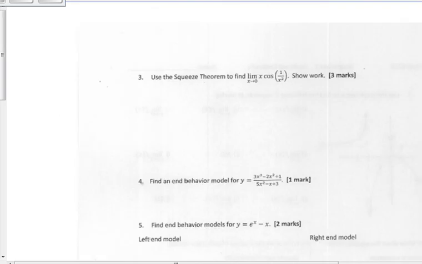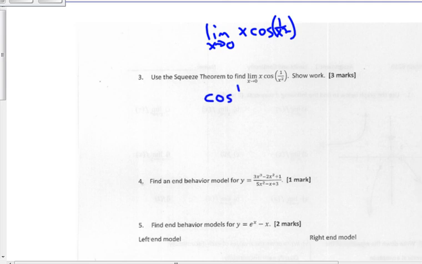Okay, next one, squeeze theorem or sandwich theorem. We want to find the limit as x goes to 0 of x cos 1 over x squared. Okay? We need a good setup. So we're dealing with cos 1 over x squared, and cos of anything is between 1 and negative 1. Now I need an x out front, so I'm going to multiply each of the 3 parts of this inequality by x.